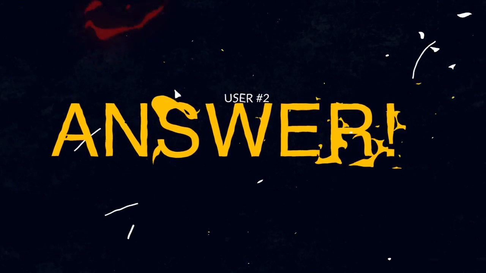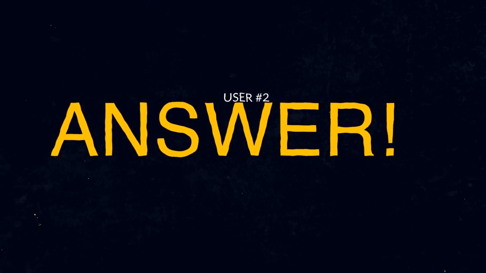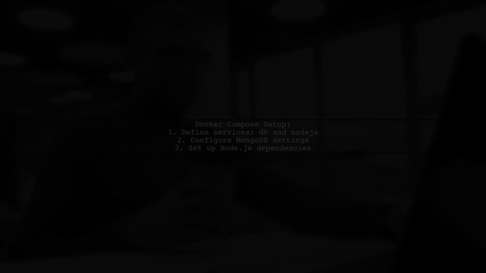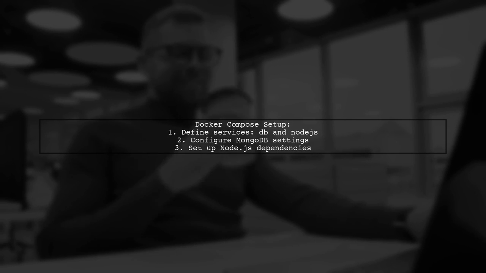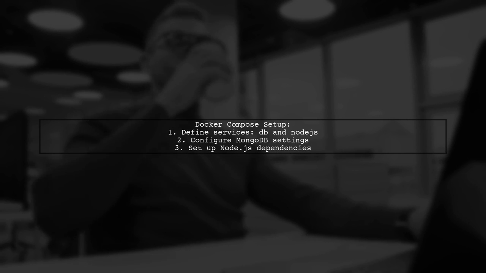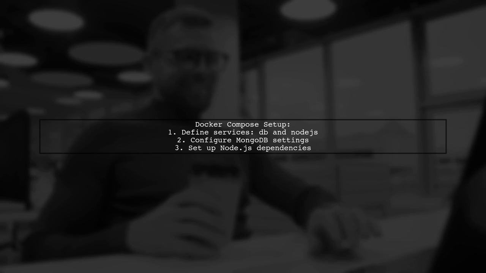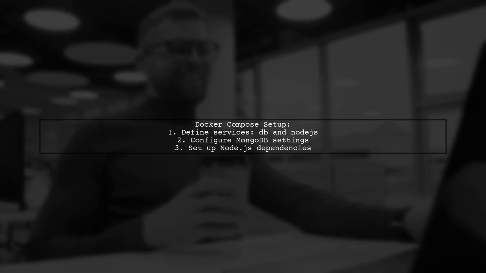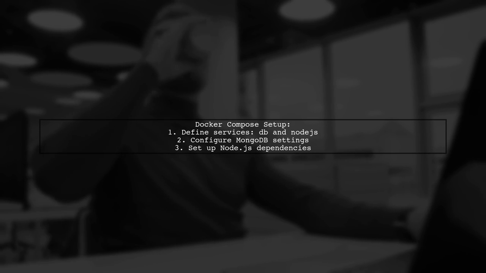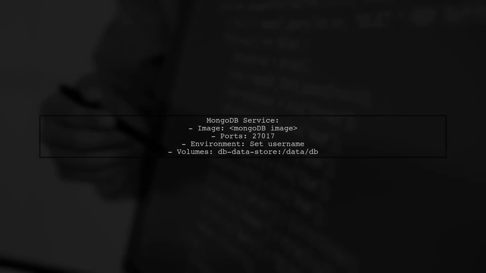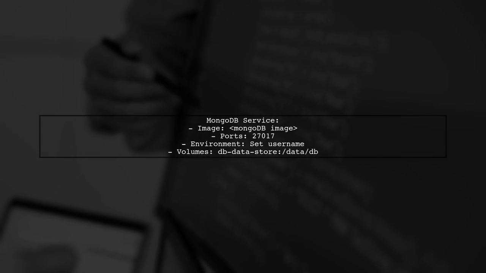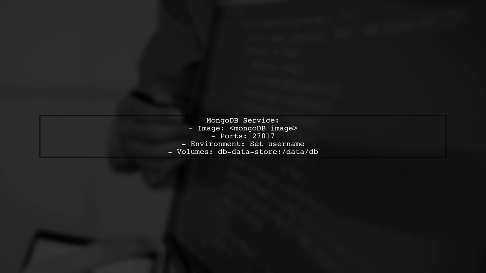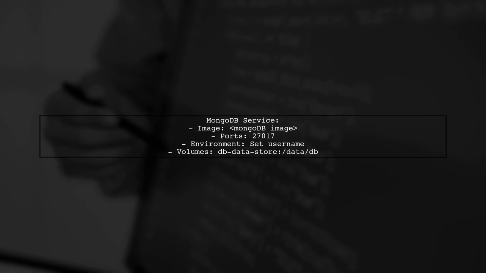Let's now look at another user-suggested answer. To connect a Node.js Docker container to MongoDB, start by creating a docker-compose.yml file. You'll define two services, one for MongoDB and one for Node.js. In the MongoDB service, specify the image, ports, environment variables, and volumes for data storage. Make sure to replace placeholders with your actual configurations.